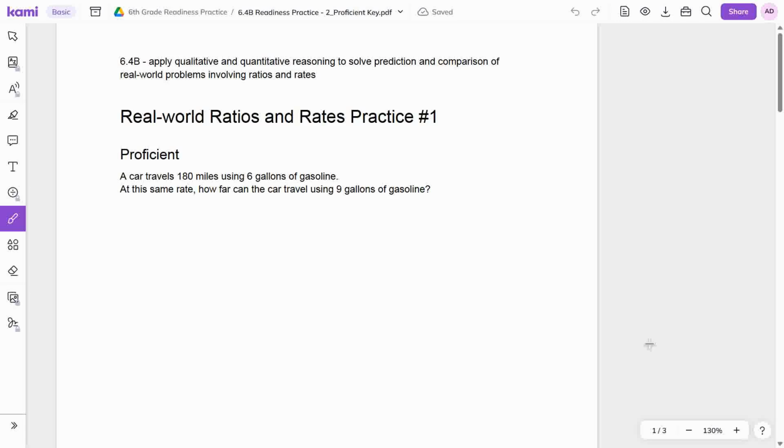Today we are looking at the 6th grade concept of real-world ratios and rates. This is 6.4b Readiness Practice, the Proficient version.